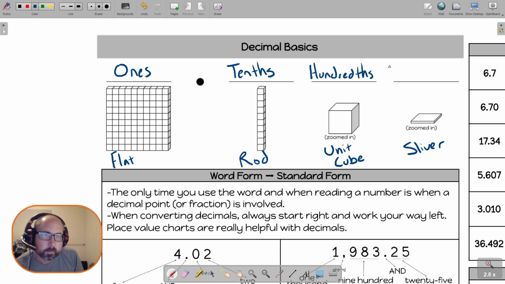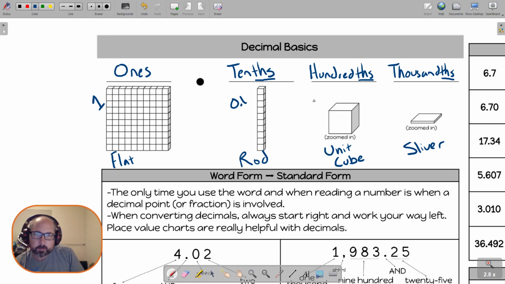Emphasis on the THS at the end. Thousandths. You'll notice that everything to the right of the decimal is going to have that THS at the end. That kind of tells you we're talking about these little things less than 1. Okay, and over here, so just to give us a number, this is going to be 1 whole. This would be 1/10. This would be 1/100th. And finally 1,000th.